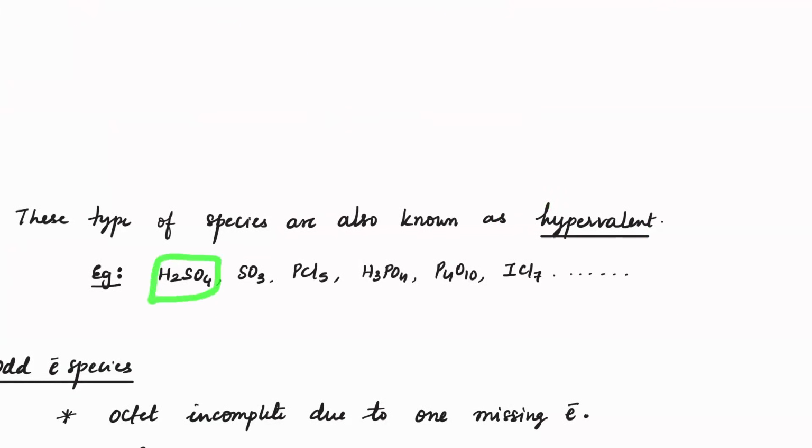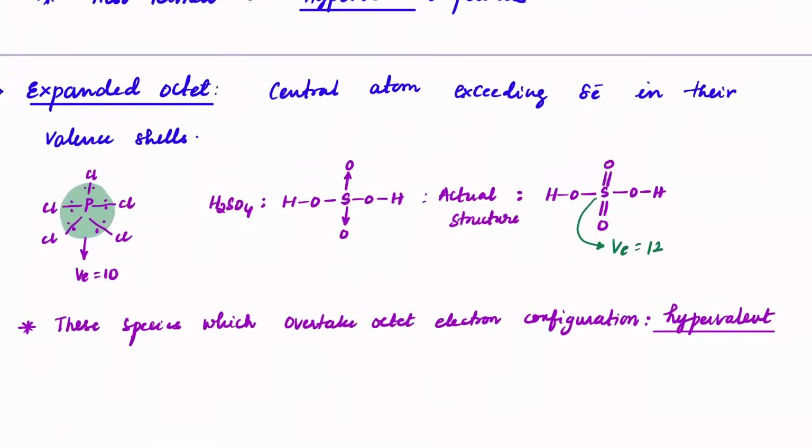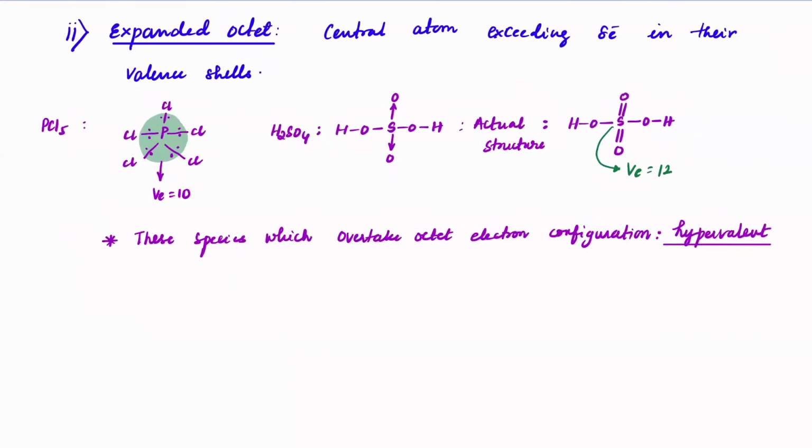Check these examples: H2SO4, SO3, PCl5, H3PO4, P4O10, ICl7. All of these are hypervalent. They all have electrons more than 8. Okay, so these are expanded octet forms.